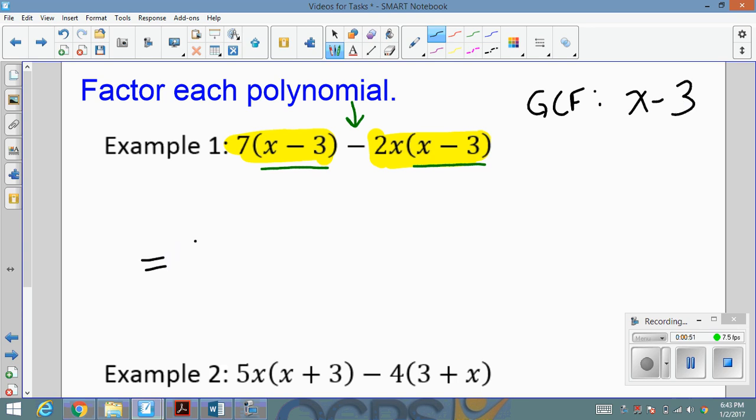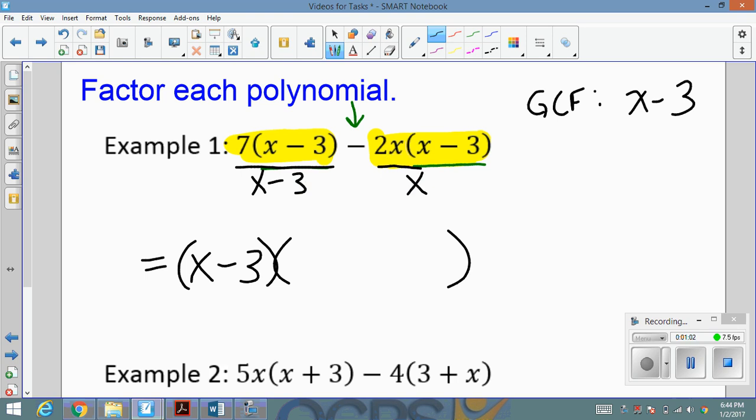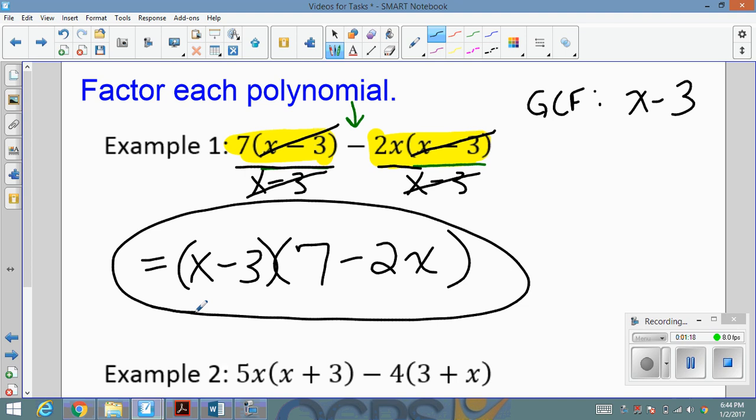Now remember, what that means is I'm going to have x minus 3 times something. And to get that something, I divide both terms by x minus 3. What happens is the entire x minus 3 cancels in each, and I'm going to be left with 7 minus 2x. And that's my answer. So all I've done is pull out a greatest common factor, the same way I was doing in the last video. But this time the common factor is a binomial. It's got two terms.